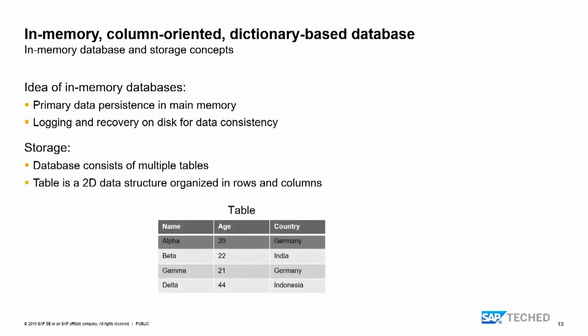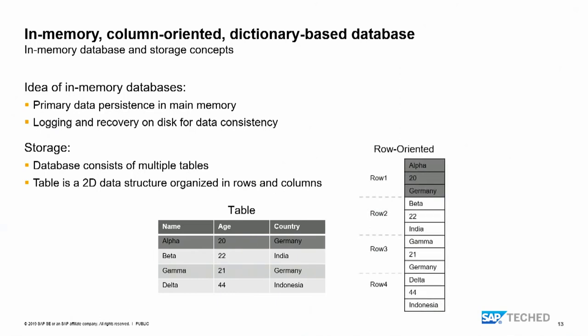To the storage. A database obviously consists of multiple tables. And a table is a 2D data structure consisting of rows and columns. However, we want to store it in main memory and on disk, and those are 1D data structures. So we somehow have to convert those 2D tables to 1D structures. And there are mainly two alternatives to do that. The first is row orientation, which means we have here a row, alpha, 20, Germany, and we store this row first, then the second row, and so on.